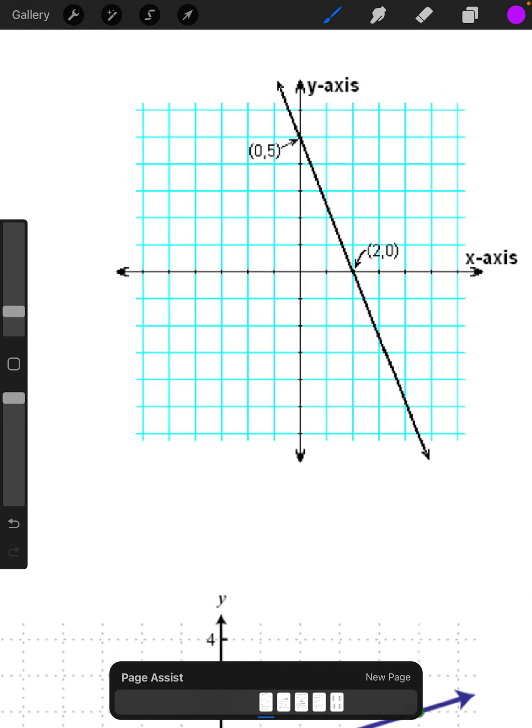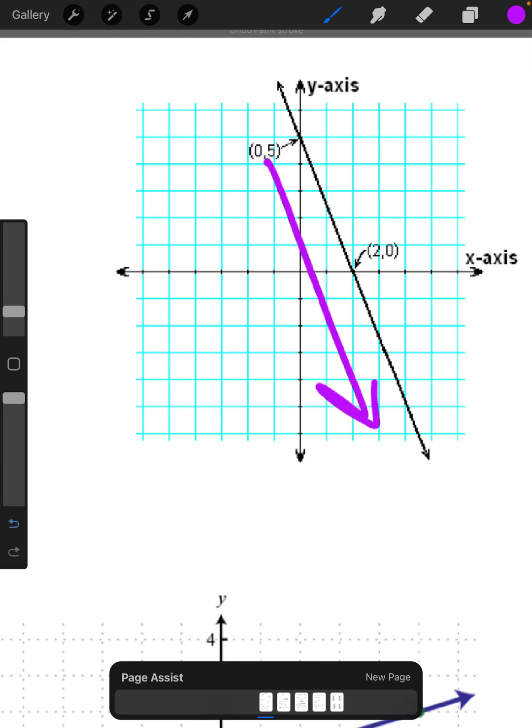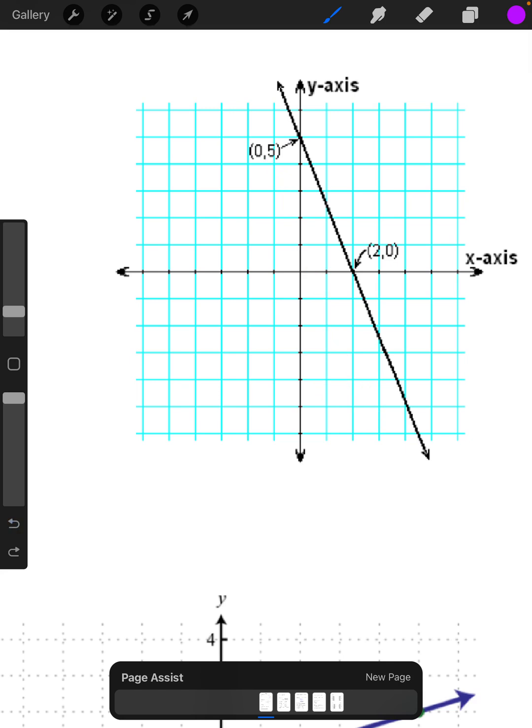So right off the bat, I can tell this line is going to have a negative slope because it is falling from left to right. If it were going to have a positive slope, it would be climbing from left to right, but instead it is going downwards. And the way that we find slope from a graph is we do what we call a slope triangle. They were nice enough to give us 2 points here that we can use. So I can do this slope triangle right here and find rise over run.